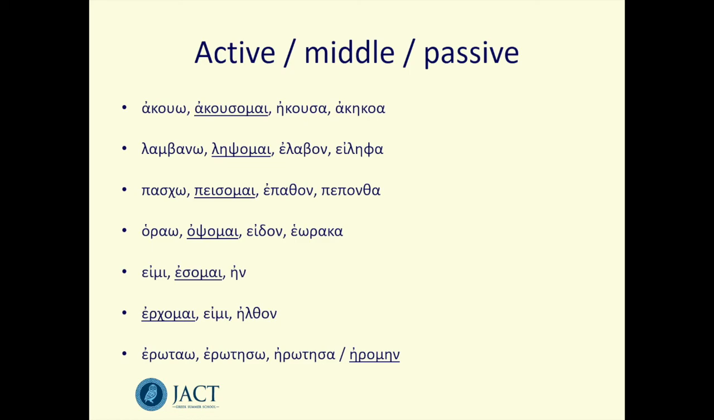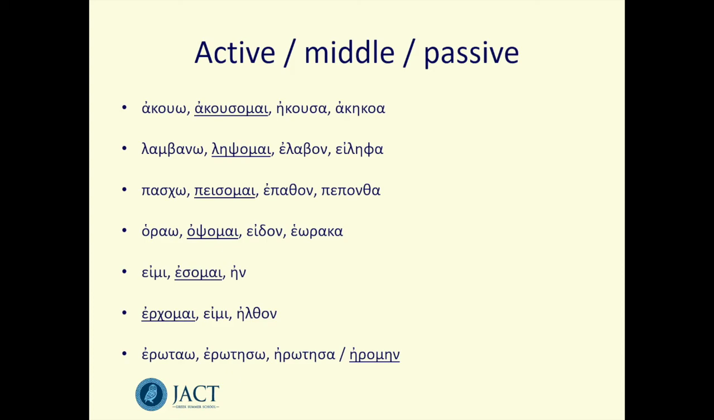Erchomai, on the other hand, is middle in its present form, but has active forms for its future and its aorist elthon. Erotao, erotoso, erotesa are all regular and have active forms, but there is also the irregular eromen as an aorist form.